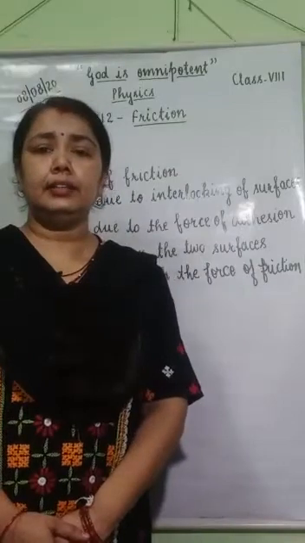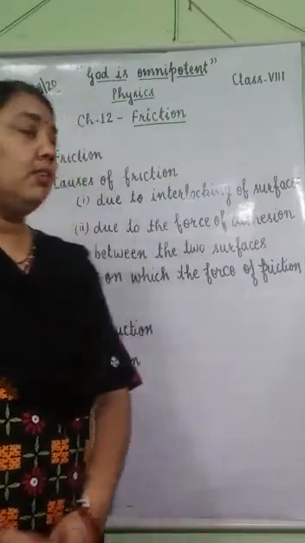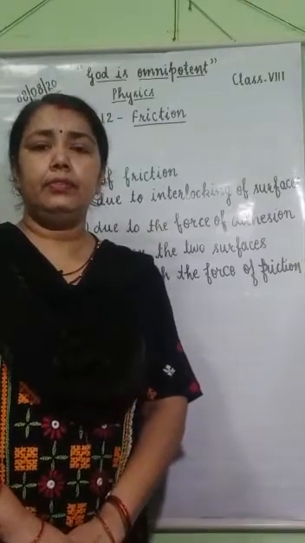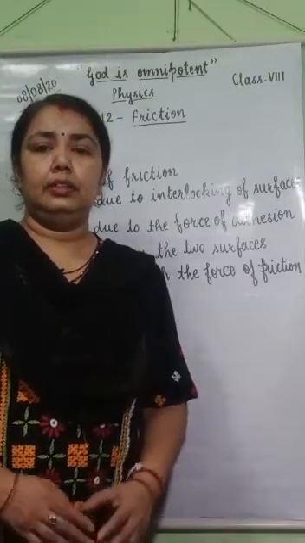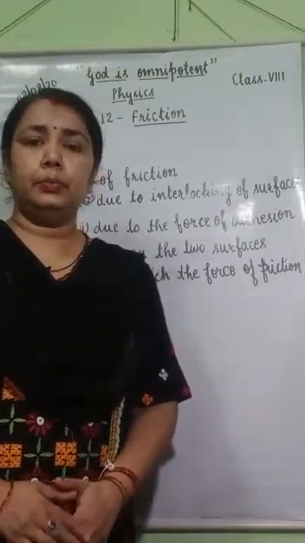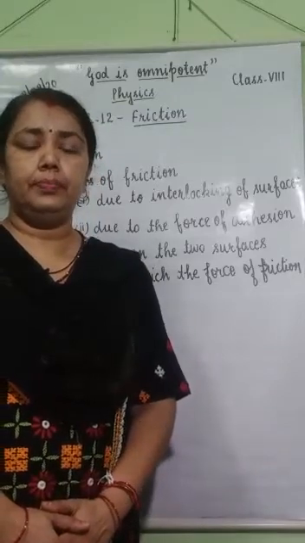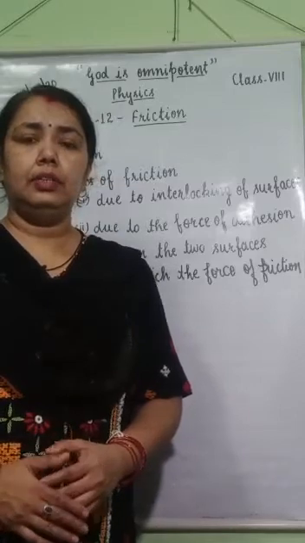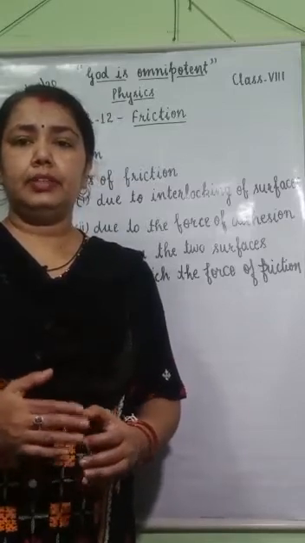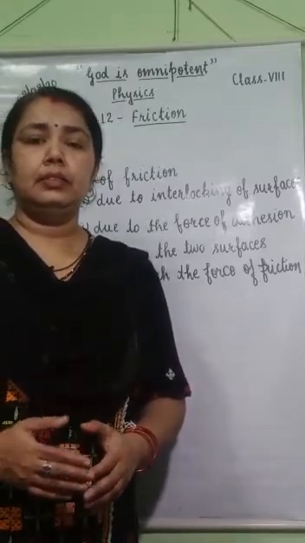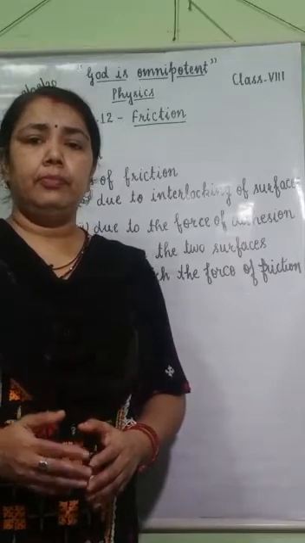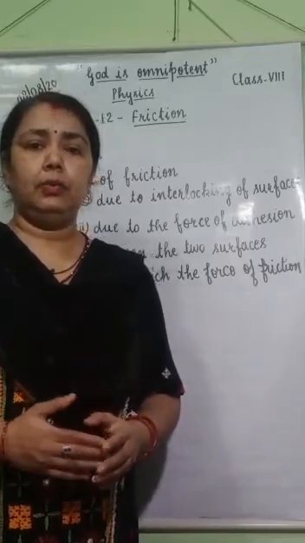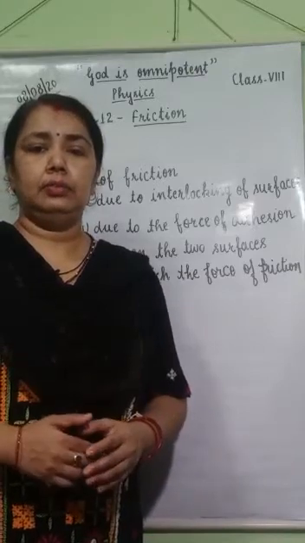In yesterday's class, we studied what friction is. Friction is a type of contact force. It is a force that opposes the motion of an object. For example, if you roll a ball on the ground, you will see that it stops after some time. It means the motion of the ball is opposed by the force of friction applied on the ball by the ground.